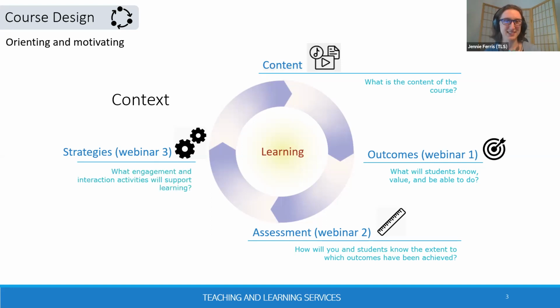And that brings us to today, where we're looking at strategies, instructional strategies, and thinking about what engagement and interaction activities will support learning. And of course, emphasizing the idea of context, because different course contexts will necessarily be different. We realize that some of you will be teaching in the fall online, some may be teaching on campus in person, and some may be teaching in some combination of those ways, so blended.